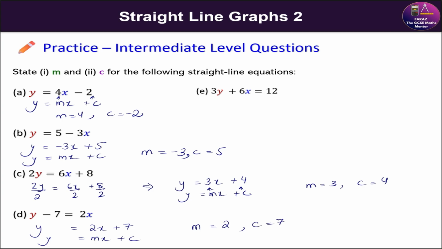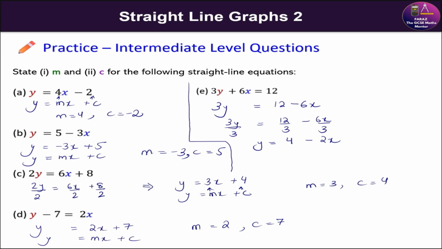The last part, part E, 3y plus 6x equals 12. Bit of a twist, we have got to solve for y. Step 1, subtract 6x from both sides. So if you do that, one step at a time, 3y equals 12 plus 6x minus 6x will be 0 there on the left side, 12 minus 6x. And then you have to divide everything by 3, divide 3 on both sides. 12 over 3 minus 6x over 3, which will give you y equals 12 over 3 means 4 minus 6 over 3 means 2x. Now it is y equals 4 minus 2x.